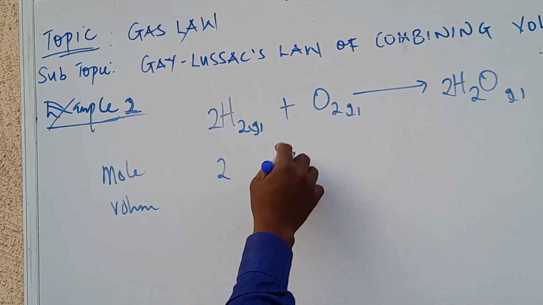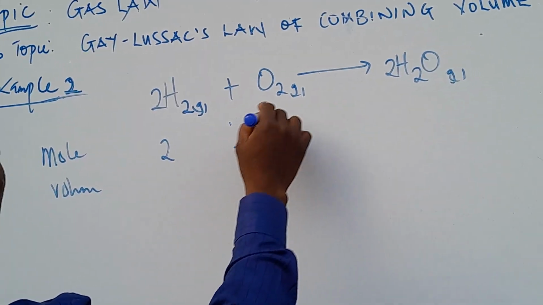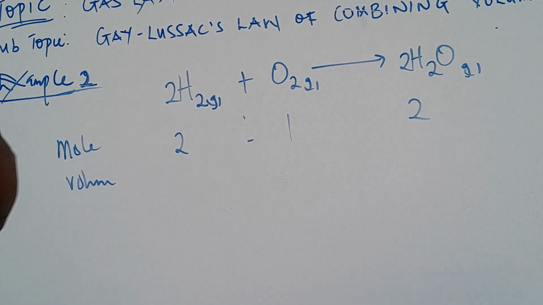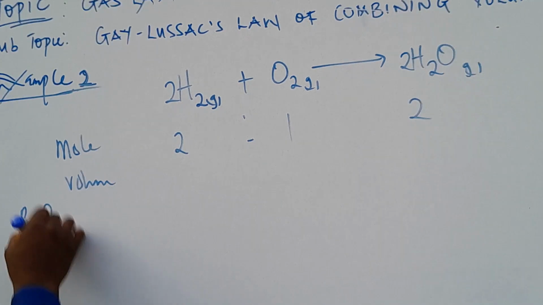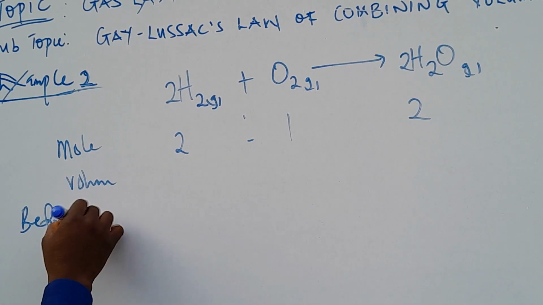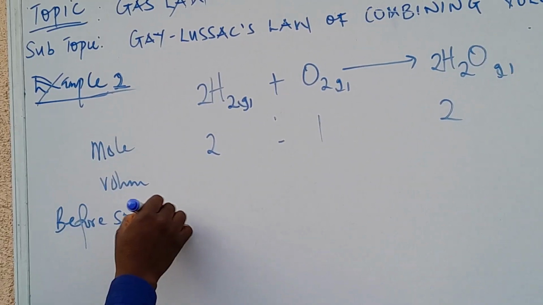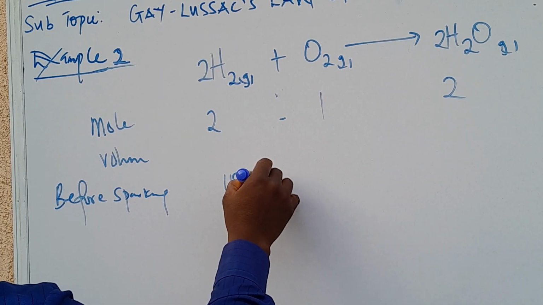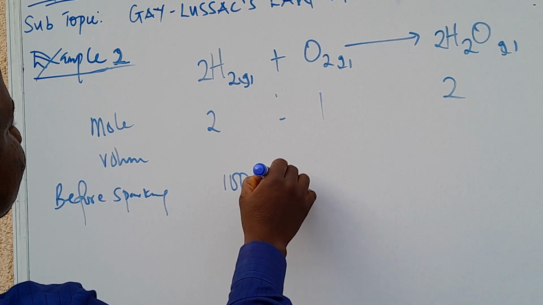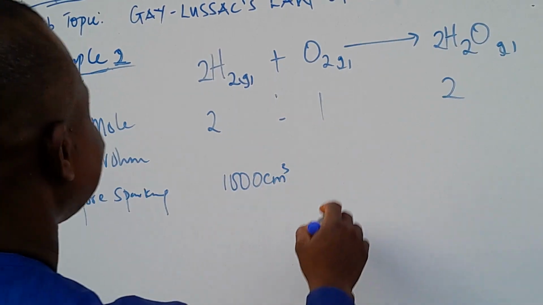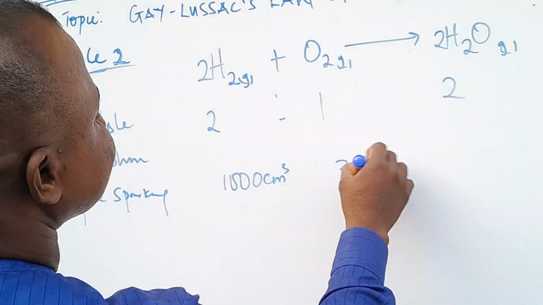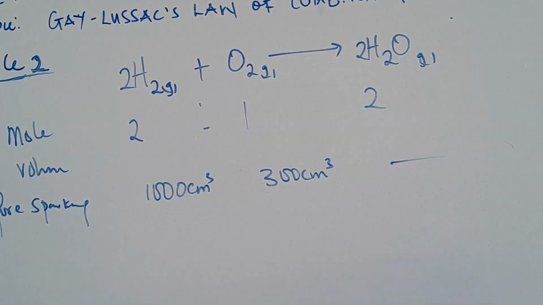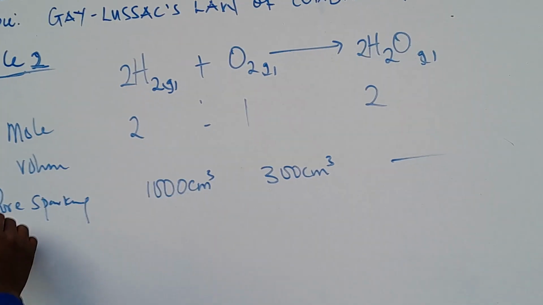2:1:2. By now you should know how this thing works. So let's say before sparking, okay, before sparking we have 1000 cm cube of hydrogen. Okay, and for oxygen we have 300 cm cube, and we have nothing for this gas.